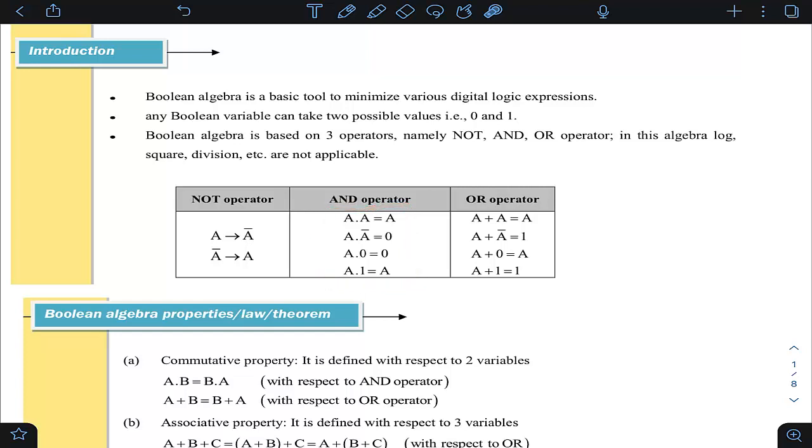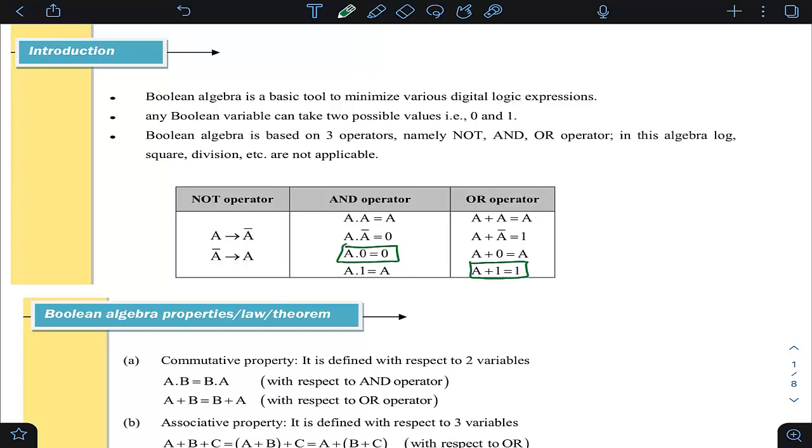Now, a plus a equals a, a plus a bar equals 1, a plus 0 equals a, a plus 1 equals 1. So a plus a is not 2a, please, it is a. Any variable ored with itself is the same variable. Any variable ored with its complement is always 1. Any variable ored with 0 is a. Any variable ored with 1 is always 1. So we'll be using these properties repeatedly.